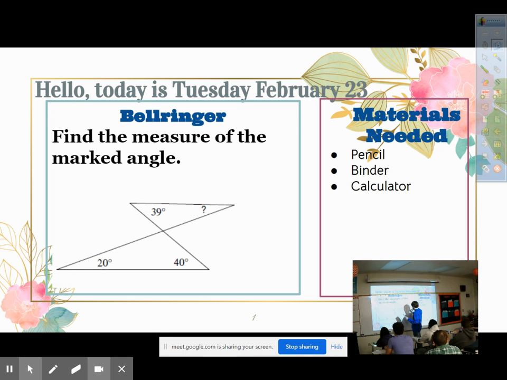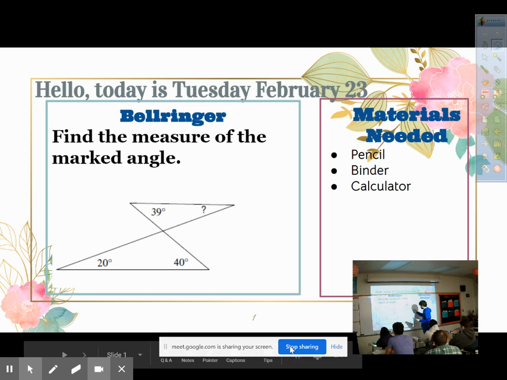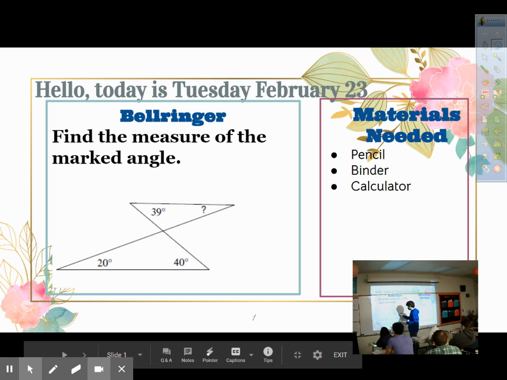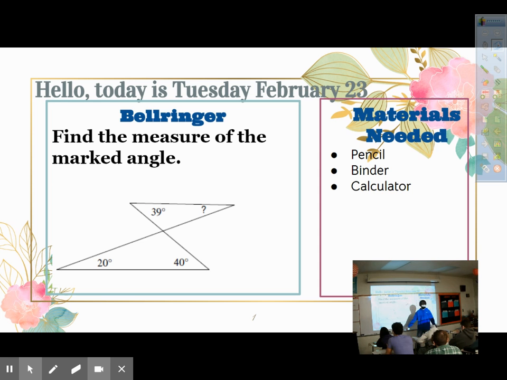Minus 159 equals 21. I think, yes. My man is cracking geometry. Nate, tell us, do you agree or disagree? I agree.